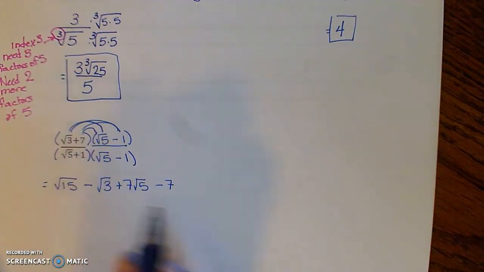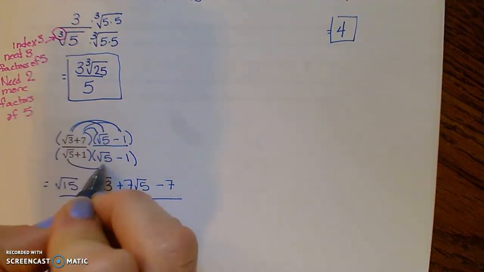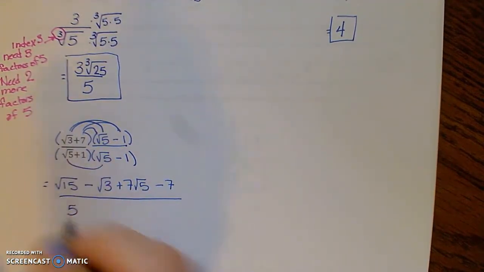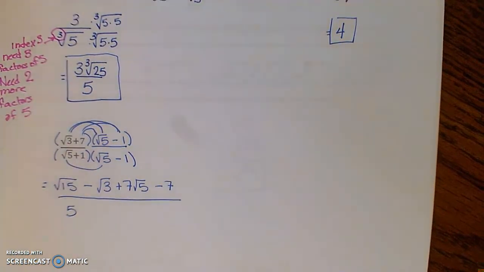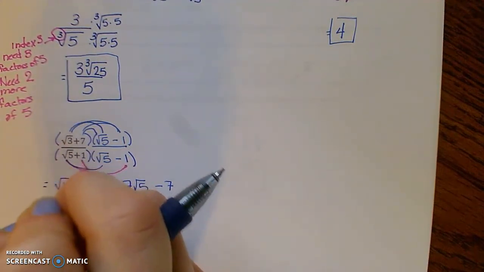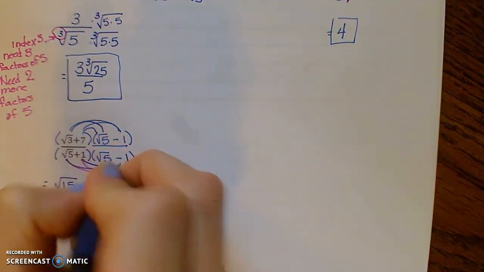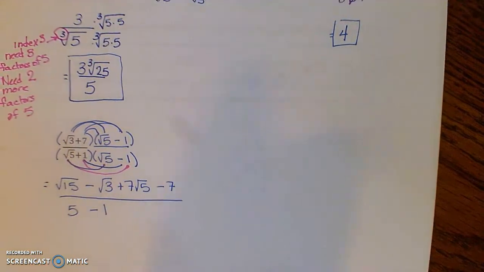Can I combine any of these things together? Nope. All over root 5 times root 5 is just 5. And now remember, those cross terms are going to cancel out, right? So I'll just show you again. That'll be minus root 5 plus root 5. Those are going to cancel out, so I'm not even going to write them down. And then 1 times negative 1 is minus 1.